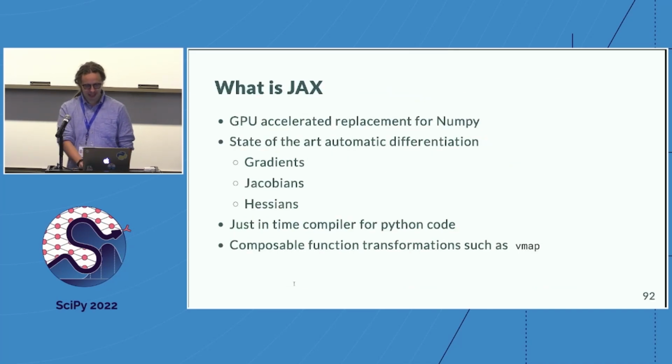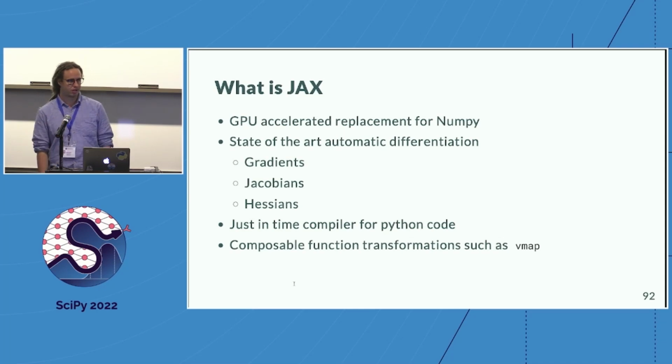What is Jax? Jax is actually multiple things. It's an amazing package. So one is it's a GPU accelerated replacement for NumPy. But it's also a framework for automatic differentiation, so it can calculate gradients, Jacobians, and Hessians using automatic differentiation. And it really has pushed the state of the art of automatic differentiation. It is also a just-in-time compiler for Python code. And if you write your code in a Jax compatible way, it can make it really, really fast.